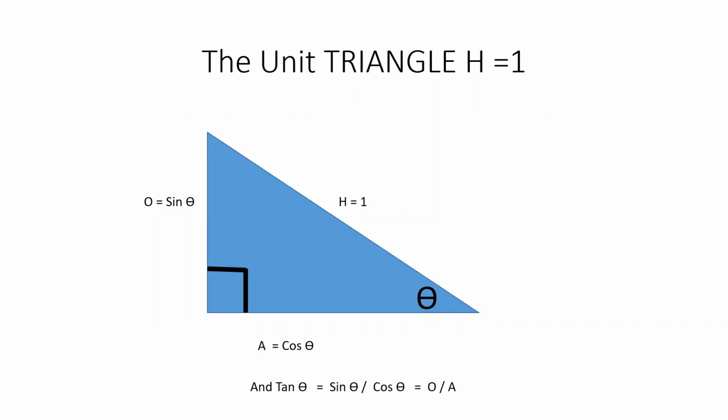Now, let's think about what we call the unit triangle. Now, this is where the hypotenuse is a length 1. And when that's the case, then the length of this side opposite is actually sine theta. So say theta was 30 degrees, you put sine 30 into your calculator, it will tell you it's a half. And that's how long that side is. Equally, if you do cos 30, it'll come up with square root 3 over 2. And that's how long that side is.